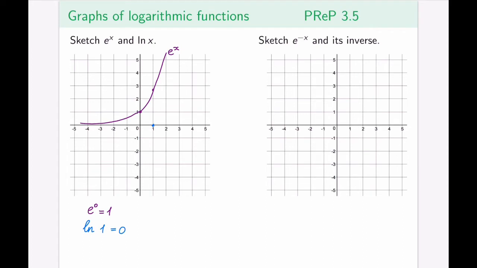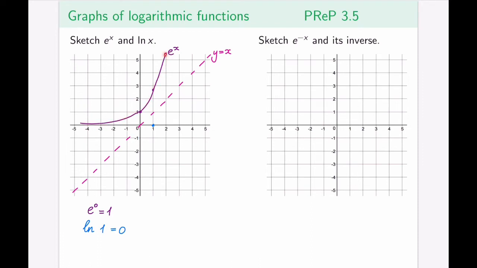You can plug in a few other numbers to get the sense for it, but you can also remember the fact that graphs of inverse functions are actually reflections of each other in the line y equals x. So if I draw the diagonal y equals x here, the graph of a logarithm will be a reflection of the graph of e to the x.